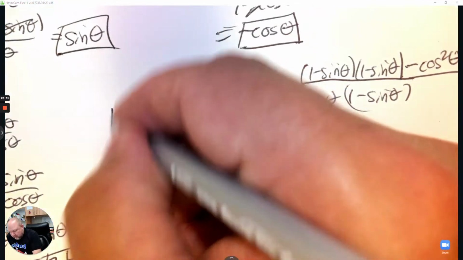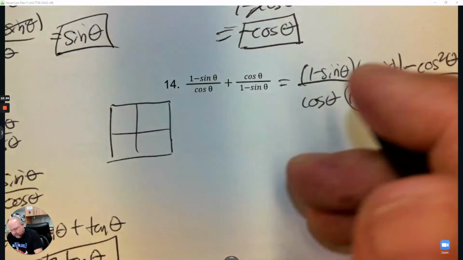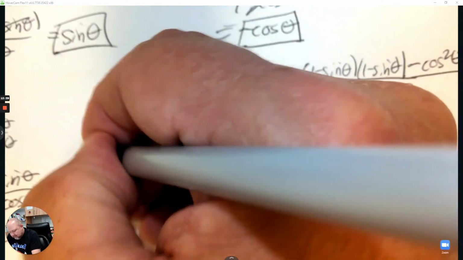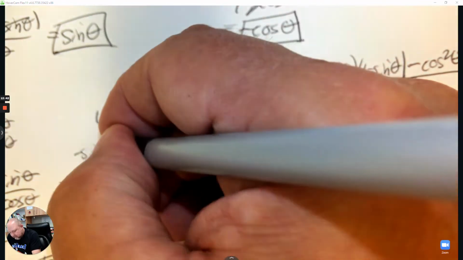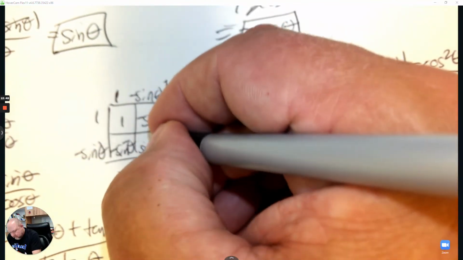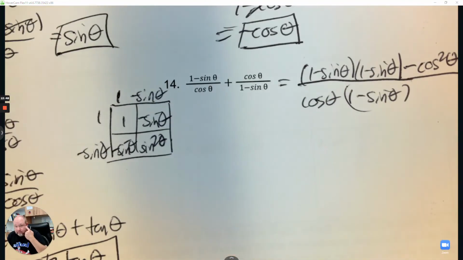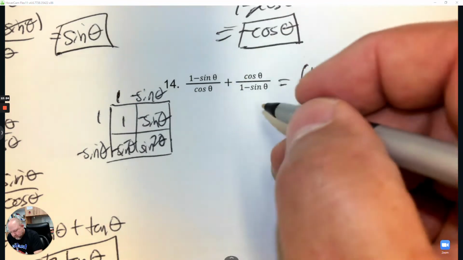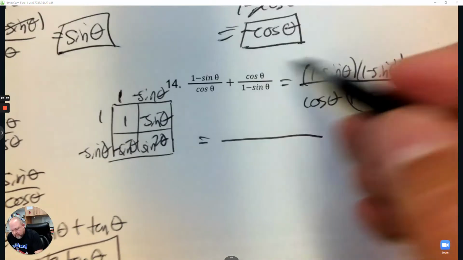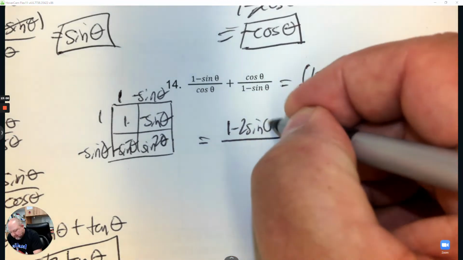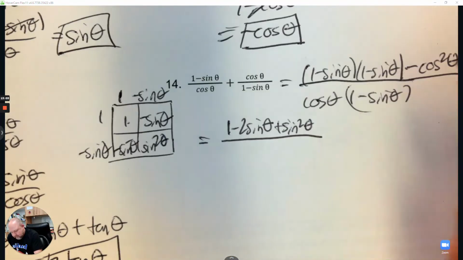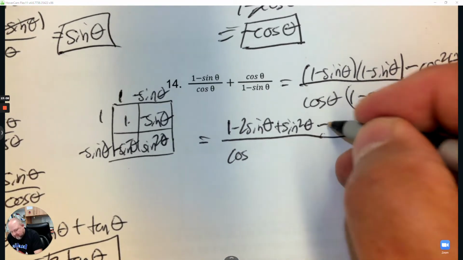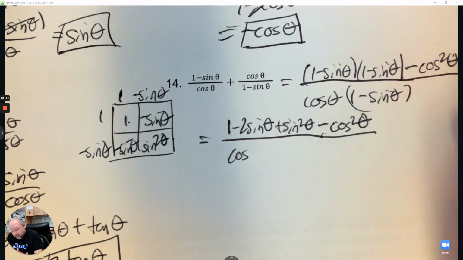Our next step is we're going to FOIL. So I'm going to do that right here. So 1 minus sine theta and 1 minus sine theta. If I multiply it out, and then combine like terms. So that's 1, that's minus 2 sine theta, and then plus sine squared theta. And we still have cosine squared theta there.